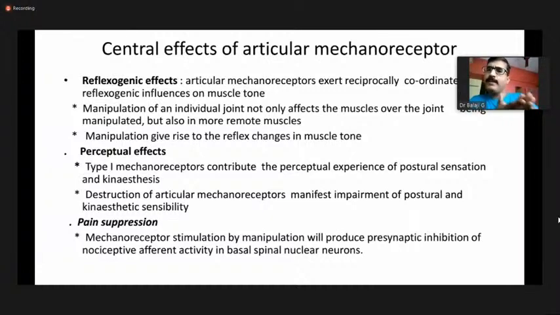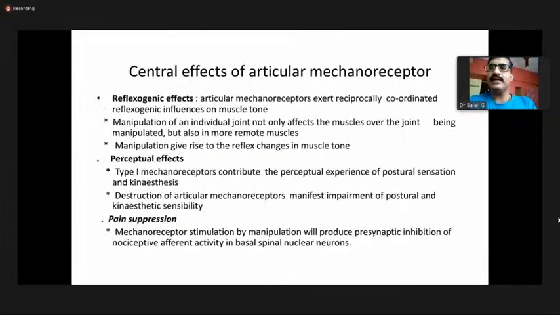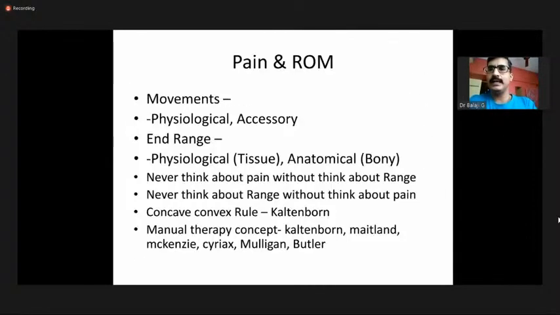Because pain is an afferent activity, it takes the pain signal from distal to proximal, towards the brain. So there is inhibition of the nociceptive afferent, the pain signal carried towards the basal nuclear neurons. It will be blocked, the pain pathway will be stopped, and the patient will not get pain. So pain suppression is also done by manual therapy manipulations. These are the central effects of articular mechanoreceptors.